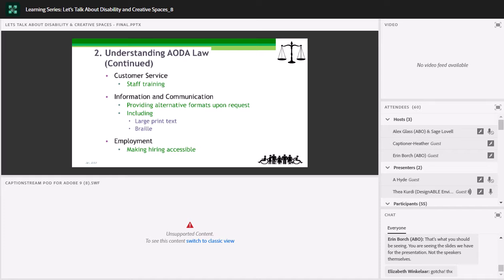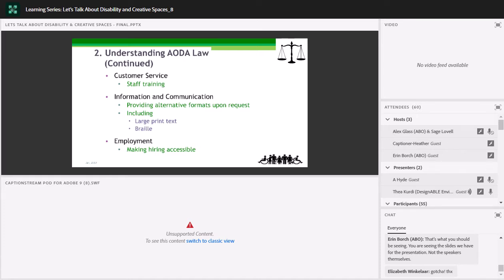So if we understand the law, we understand that you have accommodation requirements for customer service training, and that means training your staff. There's lots of good free resources out there. There's requirements for information and communication. So if you have a website or if you're producing printed material, you would be providing under the legislation, if someone were to ask you for an alternative format, you might be providing something with larger print or braille, or a Word version of a PowerPoint presentation, for example, including alt text for your images.